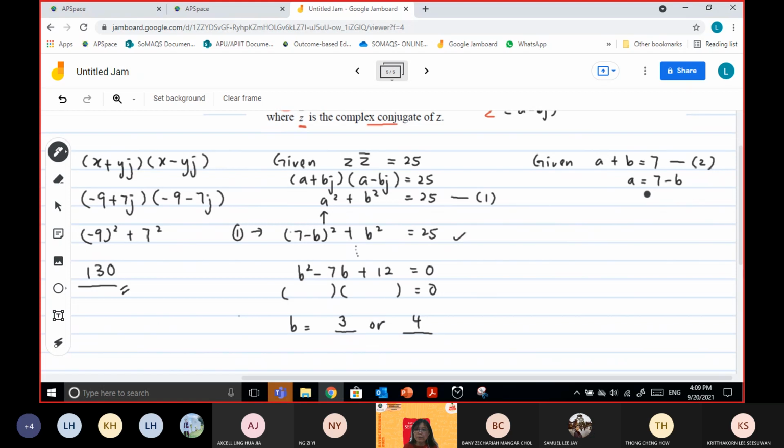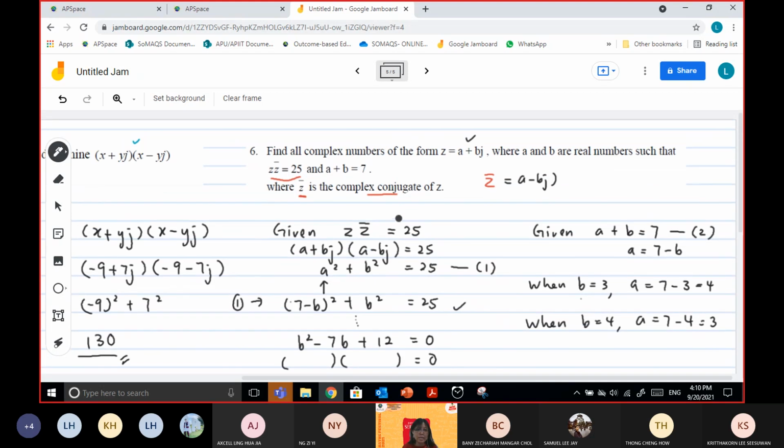Then we can proceed to find a. So when b equals 3, then a equals 7 minus b, so 7 minus 3, which is 4. Then if b equals 4, then a will be equal to 7 minus 4, which is 3. So these are the two sets of possible answers for a and b.